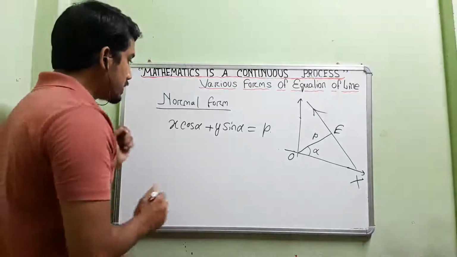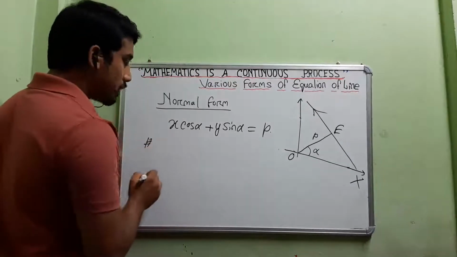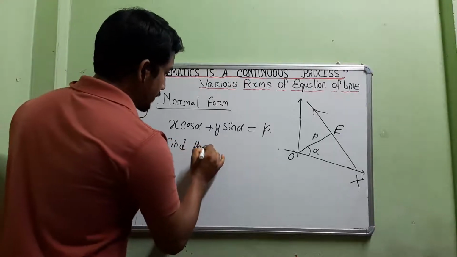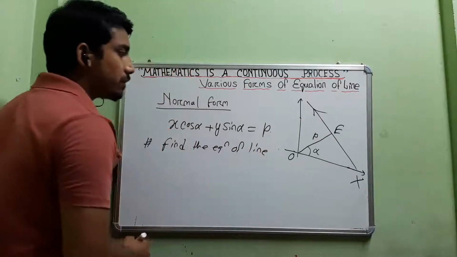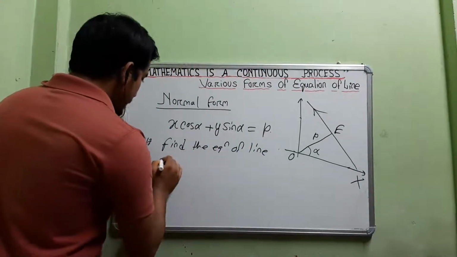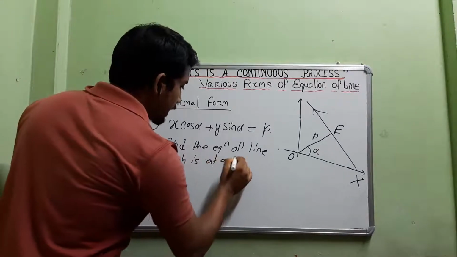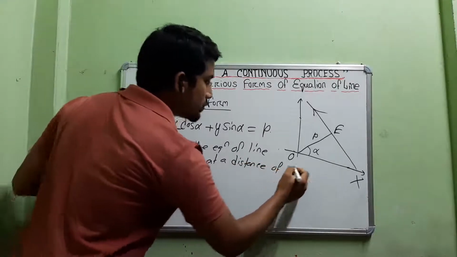How? Suppose one question is, let me make you understand by taking one example. Find the equation of the line which is at a distance of, suppose, 5 units.